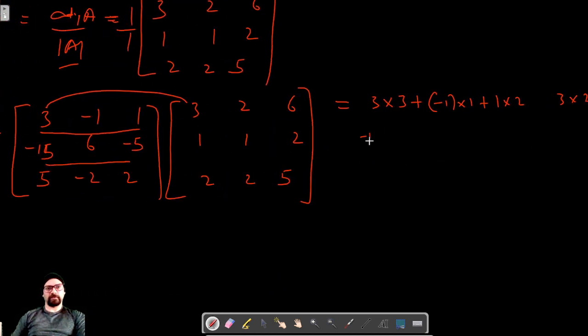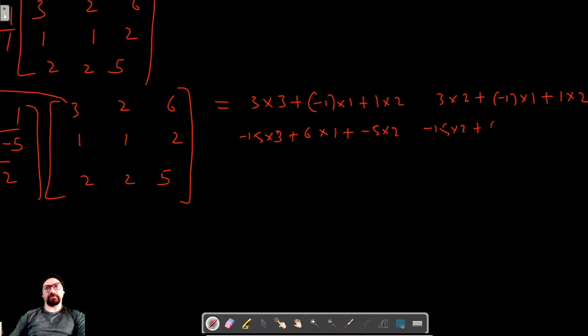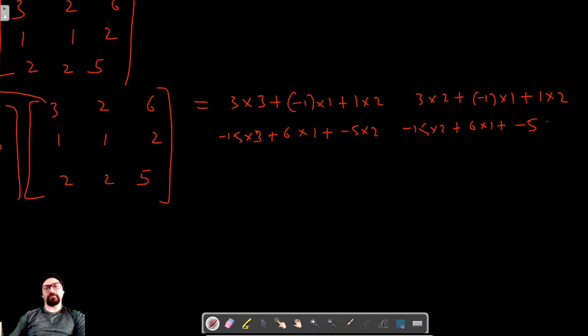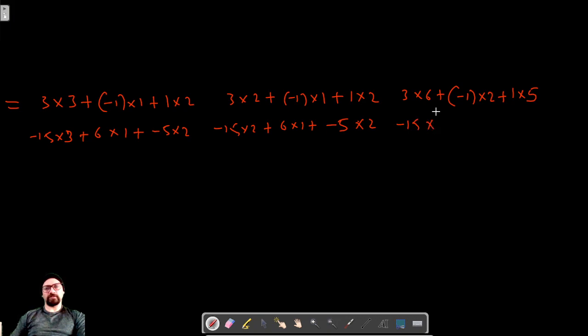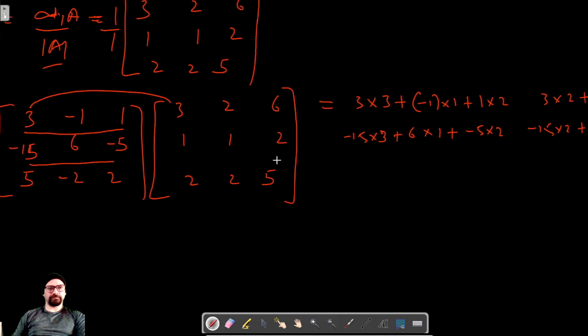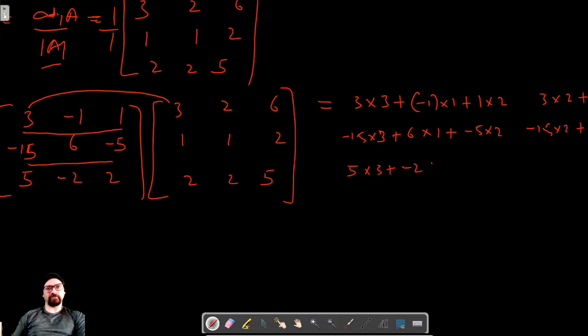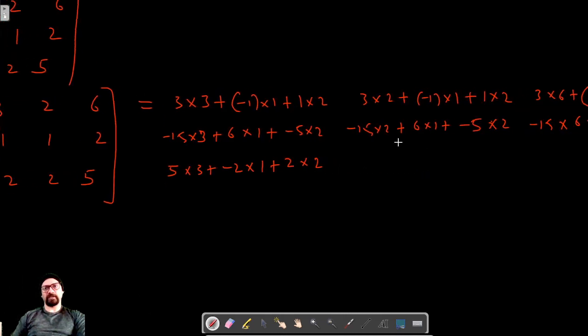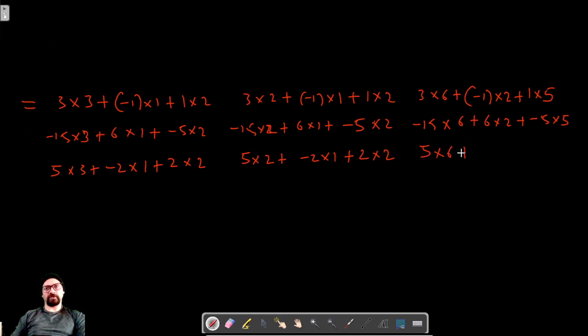Similarly, for the second row: minus 15 into 3 plus 6 into 1 plus minus 5 into 2. Then minus 15 into 2 plus 6 into 1 plus minus 5 into 2. Once again, minus 15 into 6 plus 6 into 2 plus minus 5 into 5. For the last row: 5 into 3 plus minus 2 into 1 plus 2 into 2. Then 5 into 2 plus minus 2 into 1 plus 2 into 5, and 5 into 6 plus minus 2 into 2 plus 2 into 5.